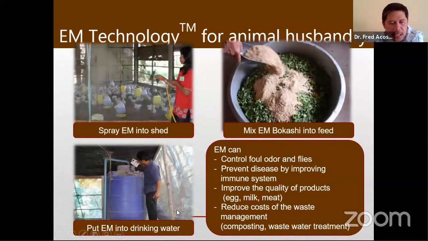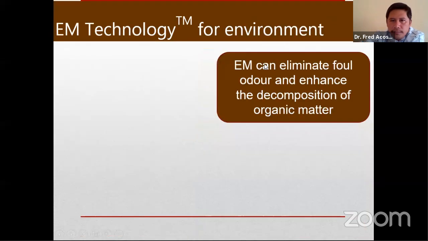You can also put EM into the drinking water of your animals. EM can control foul odor and flies, and prevent disease by improving the immune system. Remember the lactic acid bacteria that we mentioned a while ago? It can really improve the immune system of our animals so that they will not get sick. So it improves the quality of products, right? Eggs, milk, meat. And it can reduce the costs of waste management because we're going to do composting and wastewater treatment as well. All of this can be achieved through EM technology.